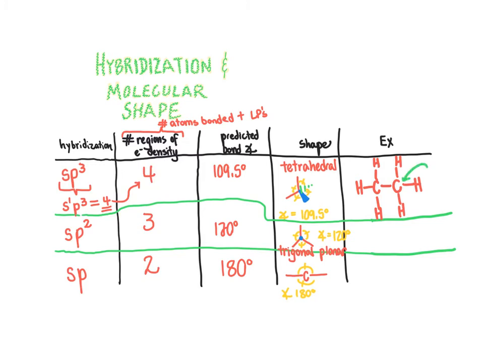So both the carbon here on the right and the carbon on the left are sp3, because if we count the regions of electron density around each of those 2 carbon atoms, we would see that both of them have 4 regions of electron density, so therefore sp3. And the predicted bond angle around each of those carbons would be that 109.5 degree bond angle.